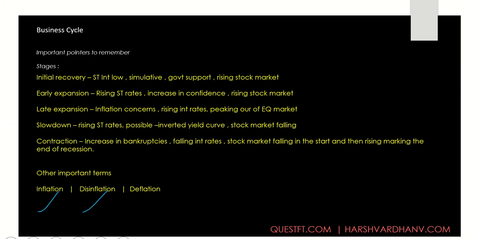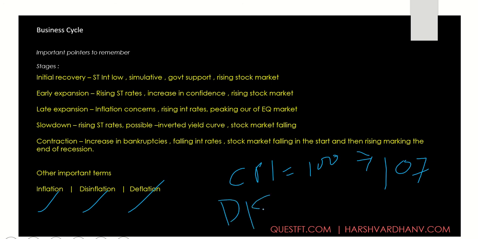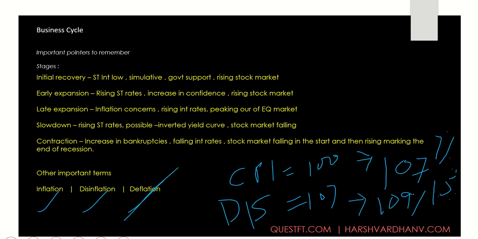Important terms: inflation, disinflation, and deflation. Inflation is basically, your consumer price index was 100, now it's at 107. So it's a 7% increase in inflation. Disinflation is where inflation is still rising, but the rate of increase has gone down. So from 100 to 107 was 7%, and from 107 it might rise only to 109, maybe some 1.5%. Inflation is rising but at a lower rate. Deflation is where the inflation is going negative.